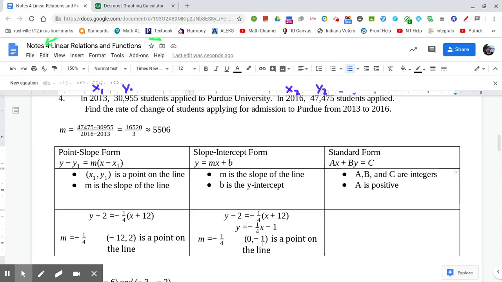So instead of saying b equals negative 1, I could write that as an ordered pair. And again, to be on the y-axis, it means that the x-coordinate is 0, and that would be written as 0, negative 1. The last form we don't use that often.